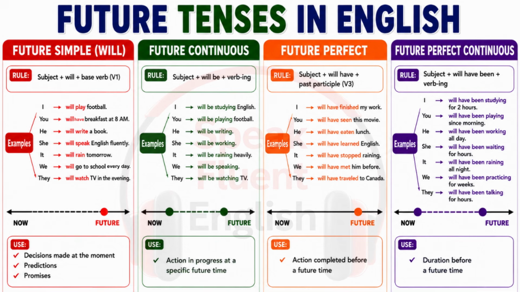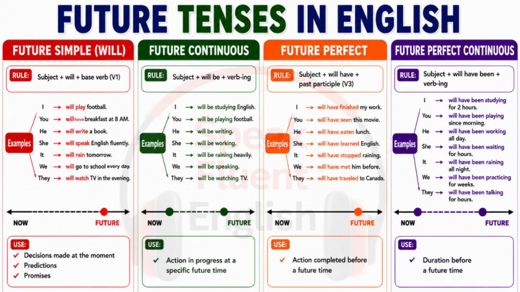Finally, future perfect continuous. We use this tense for actions that will have been continuing for a period of time before a future point. The rule is subject plus will have been plus verb ing. For example, I will have been studying for 2 hours.